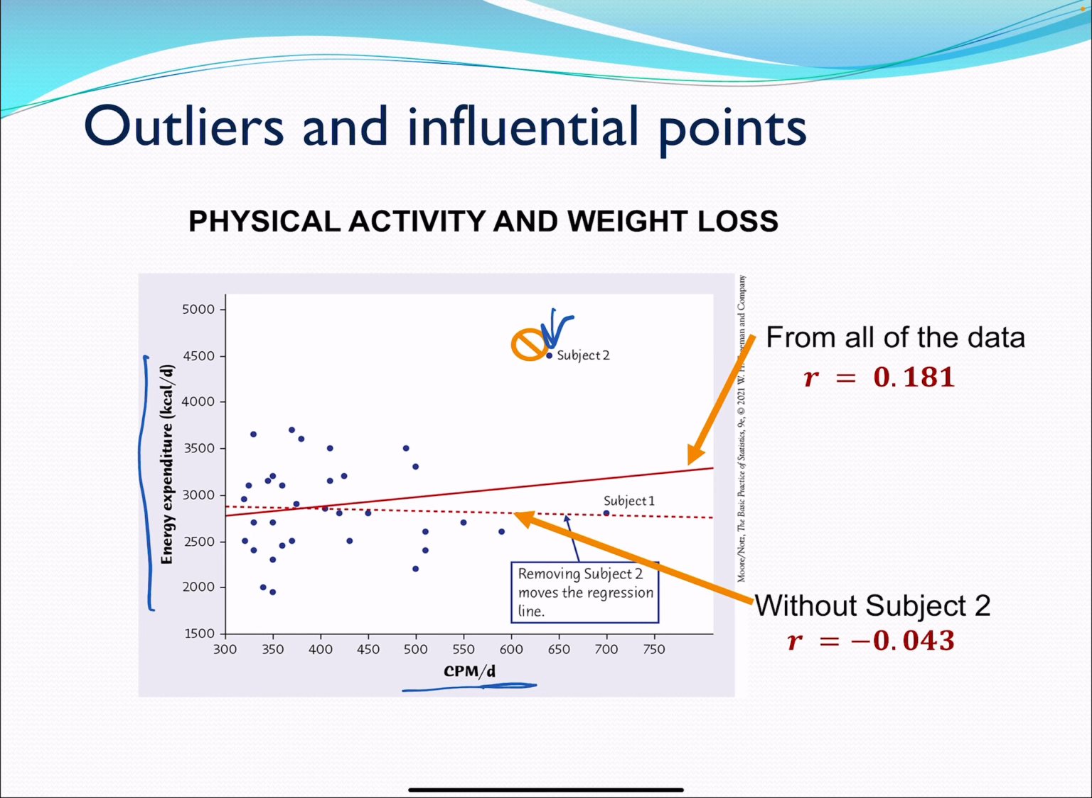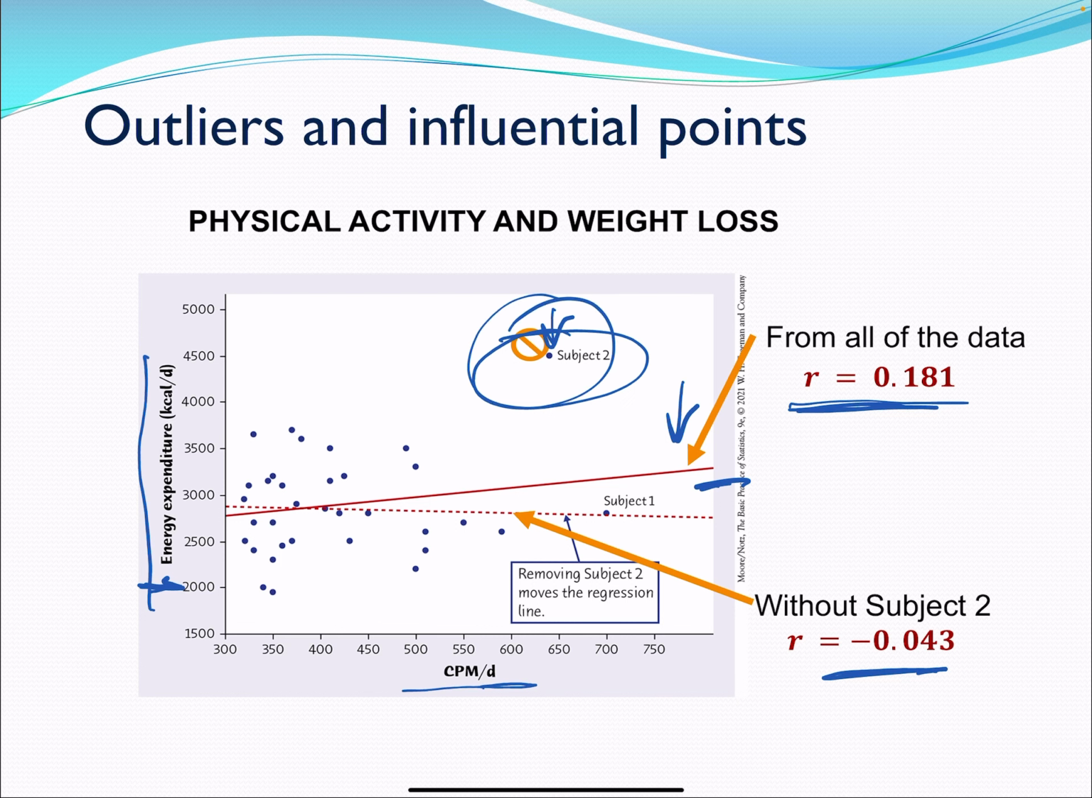If I include subject 2, my R value shows weak positive correlation, but if I remove subject 2, we've got negative correlation. This kind of makes it look like if you work out more, you're gaining weight, because there was such an outlier like subject 2.